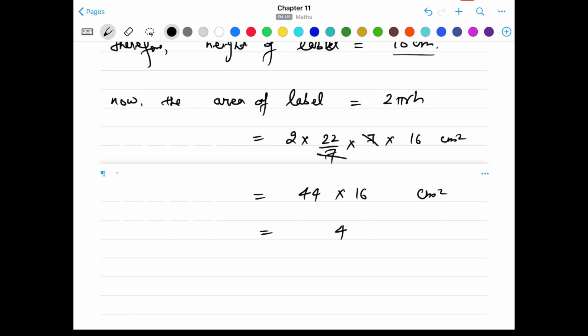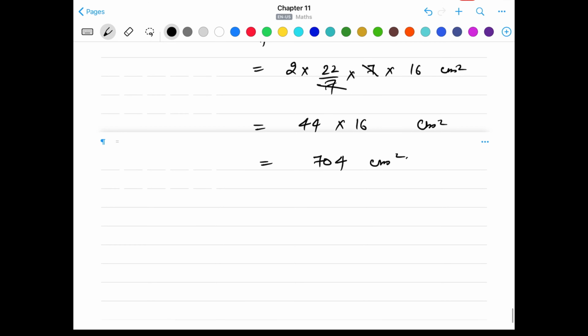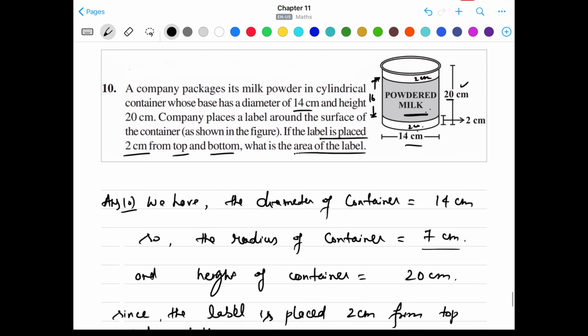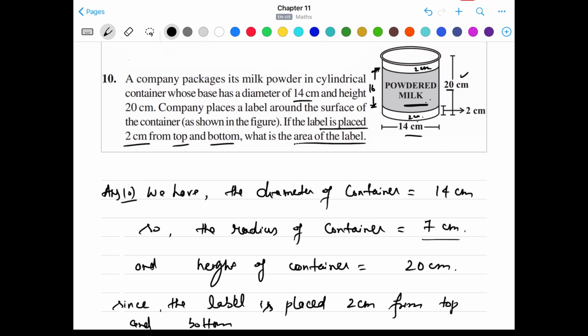16 into 4 is 64, will give us 4 and 6 will be carry, and then 16 into 4 will be again 64, that is 704 centimeter square. So that is the area of the label. Hence the area of label is 704 centimeter square. So that's the answer of question number 10 of exercise 11.3.